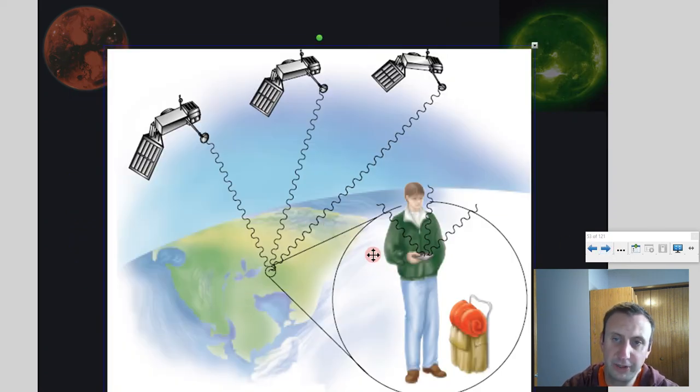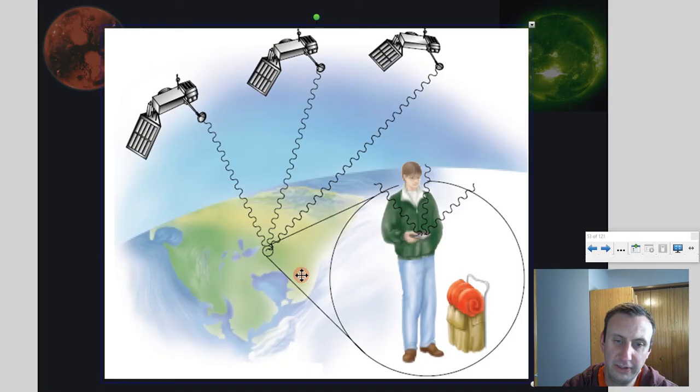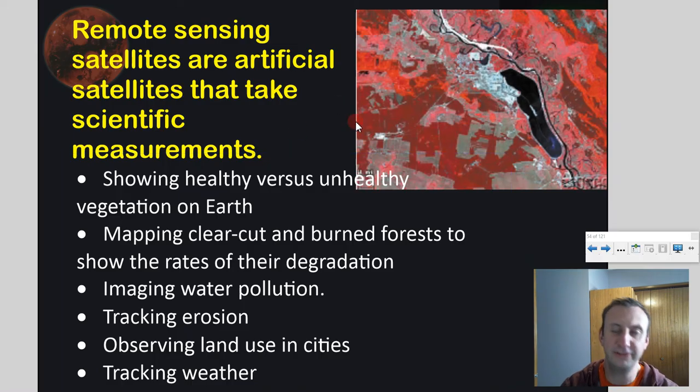So this is a diagram trying to show GPS, right? If this person is backpacking and taking a look at their GPS unit, they're receiving signals from 3 different GPS satellites that are moving around. And based on those time signatures, it can figure out where the person is and triangulate it and then show them that information. Remote sensing satellites are artificial satellites that take scientific measurements.